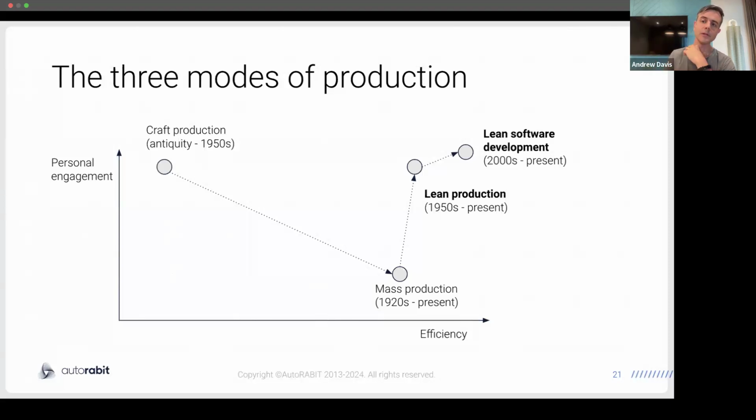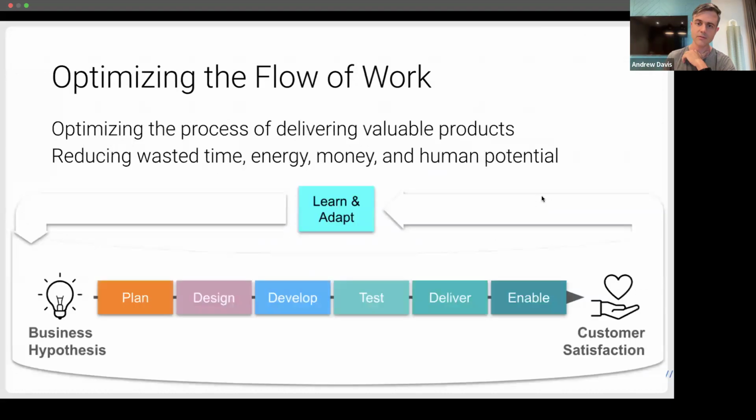And so lean software development, when we talk about agile and so forth, it's an outgrowth of this lean software development movement, but lean software is still manifesting in the DevOps movement and so forth. And that's borrowing from these ideas of lean production. And when you look at all of these approaches to lean production, when you look at DevOps or Agile and so forth, the focus is on optimizing the flow of work, as the slide says here, but something of a feedback loop.